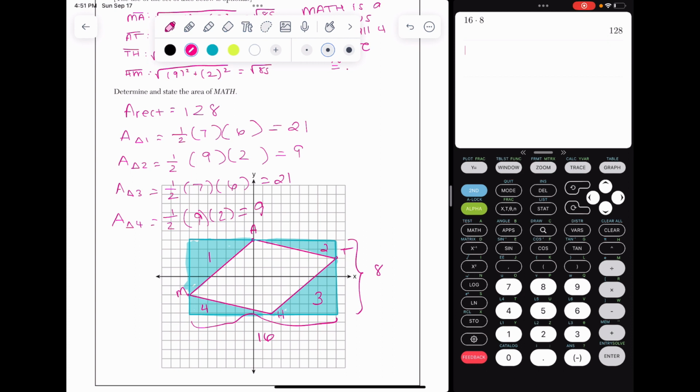So the area of math is going to be 128, the large box around it, and now subtract out all of those surrounding areas. So 128 minus 21 minus 9 minus 21 minus 9. And our answer here is going to be 68 square units as our total area of math.